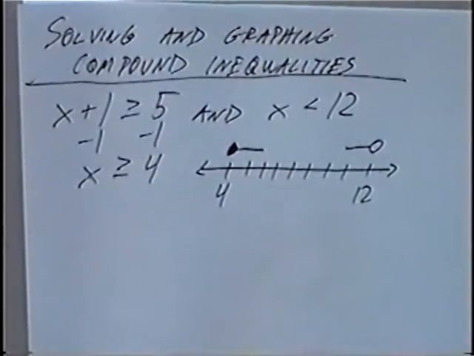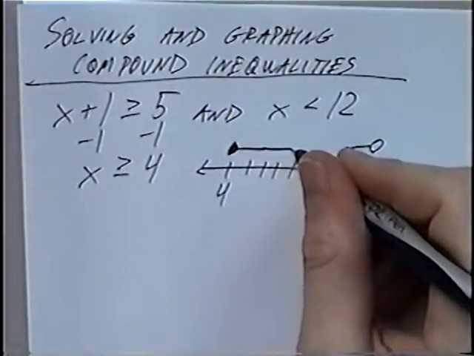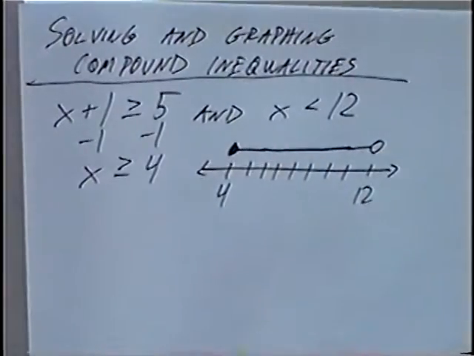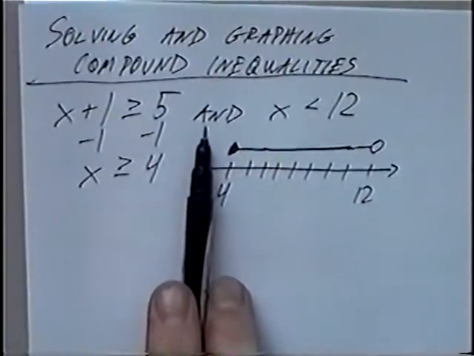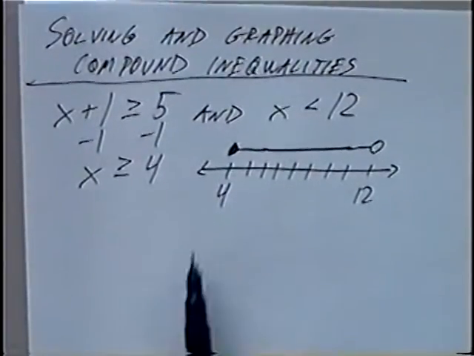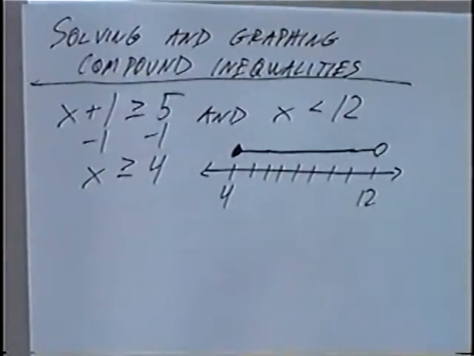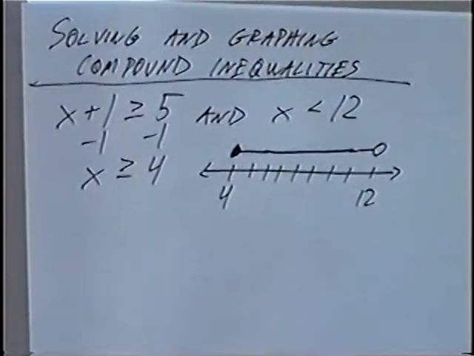When the two lines point towards each other, connect them to make a line. And that would be the graph for the compound inequality. Most of the time when you have the word and in a compound inequality, the word and means the lines will connect. But again, that's only most of the time.